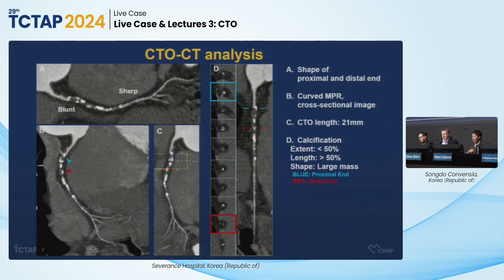The CTO lesion was suspected to be about 21 millimeters, and the blue rectangle is the proximal lesion, and the red rectangle is the distal lesion. In the blue rectangle lesion, we could see there was calcium, but the extent was less than 50%. So we have to consider that when we are making plans for the CTO treatment. And in the distal lesion, there was no significant stenosis.